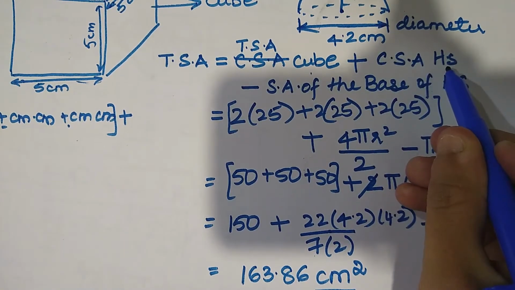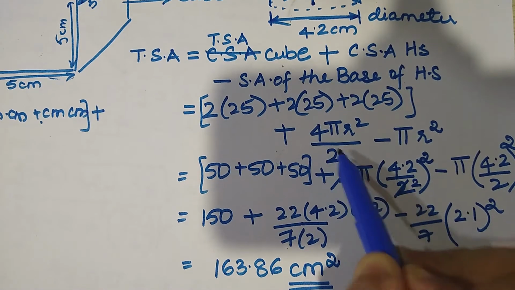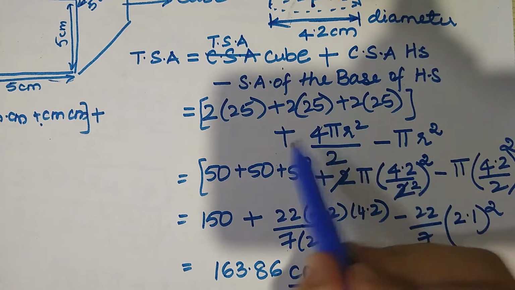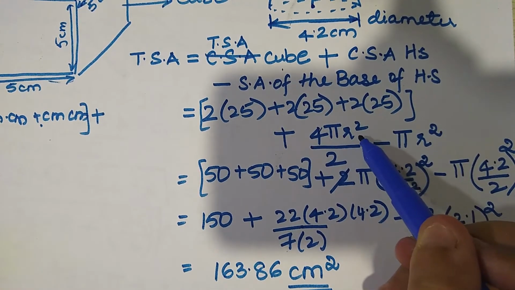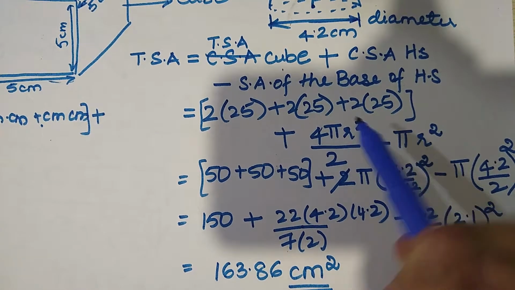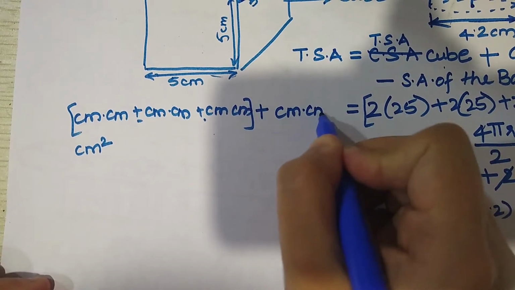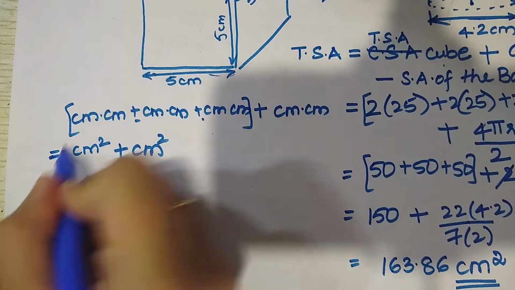So it was 3 times centimeter square, which will still remain centimeter square itself, plus CSA for the hemisphere. Now for the hemisphere formula, it is 4 pi r square divided by 2. Here pi, 4 and 2 are constants, so forget about them. But this r square here, r has a dimension of centimeter, so r square will have a dimension of centimeter square, right? So it will be centimeter into centimeter again, which is centimeter square, right?